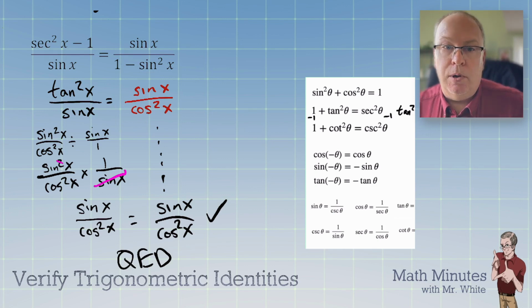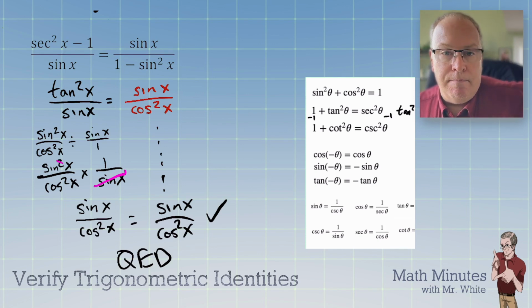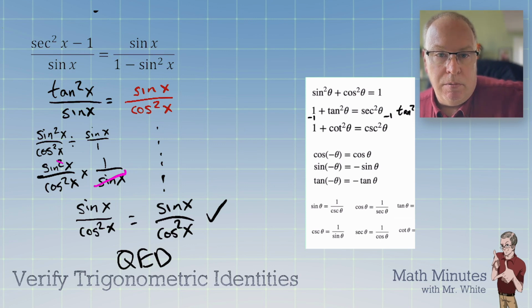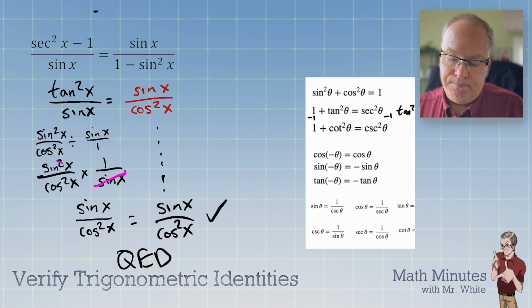So you're allowed to work both sides, at least in my opinion. Maybe your teacher disagrees, but you're allowed to work both sides and try to get them both down to something more simple. Certainly, we probably could simplify both sides more, but we don't need to. We've proven that the left side can be turned into the right side.